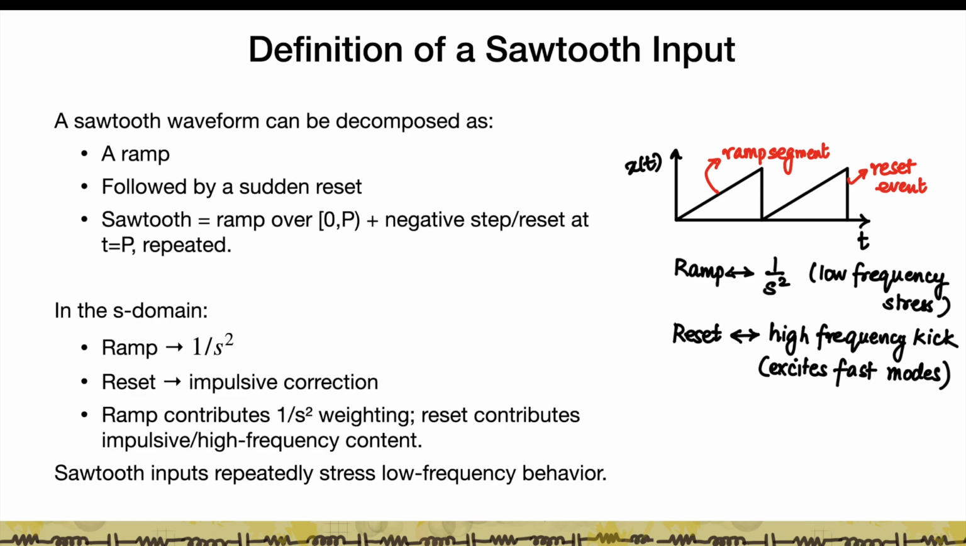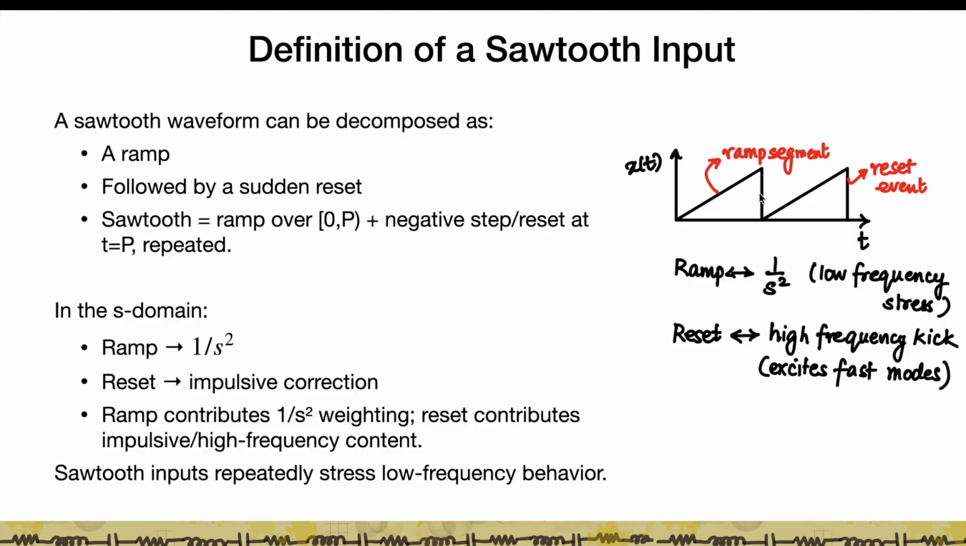Now to the sawtooth. Many people think Fourier series for sawtooth, but here we want a structural decomposition first. A sawtooth is a ramp followed by a reset. The ramp portion stresses low frequency tracking. Can the system follow a steadily increasing command? The reset is a sharp event. It injects high frequency content and can excite high frequency modes. So with sawtooth, two stresses happen quickly. Low frequency stress from the ramp and a high frequency kick from reset.